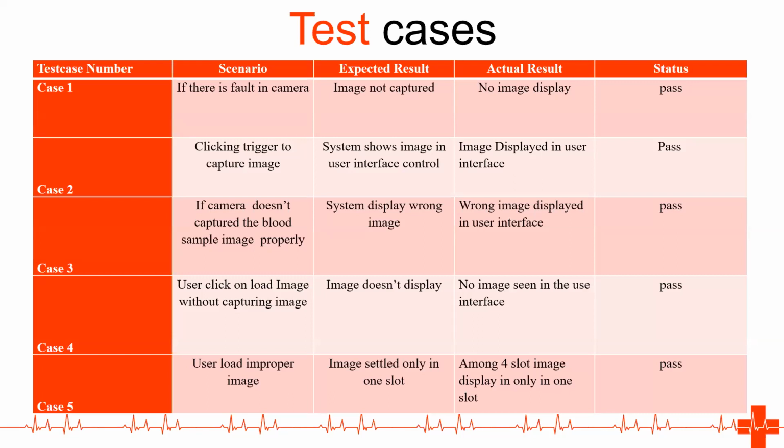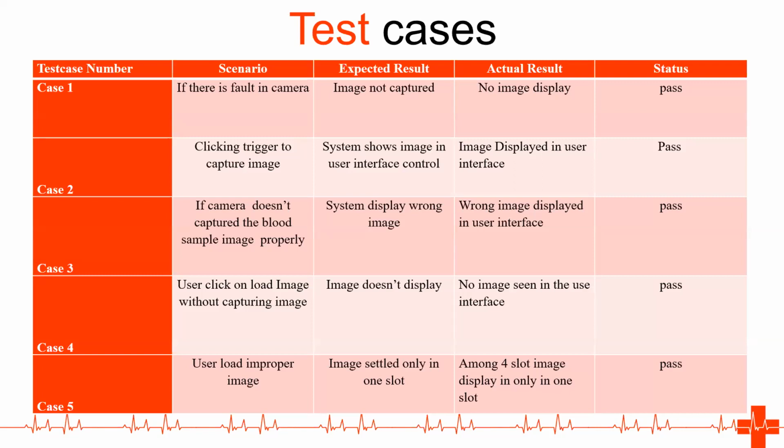In the first test case, the scenario is if there is a fault in the camera. If there is a fault in the camera, then the image is not captured. That is the expected result. The actual result is that the image is not displayed in the user interface. So that test case is passed.